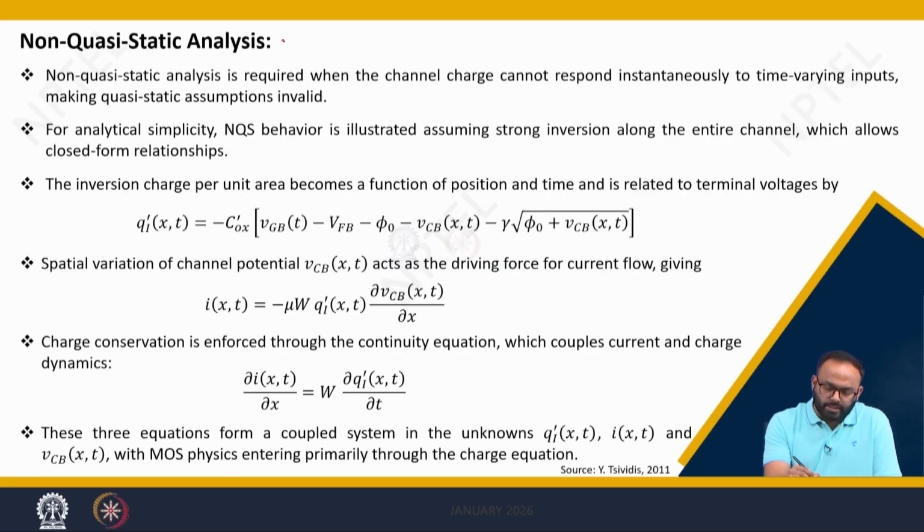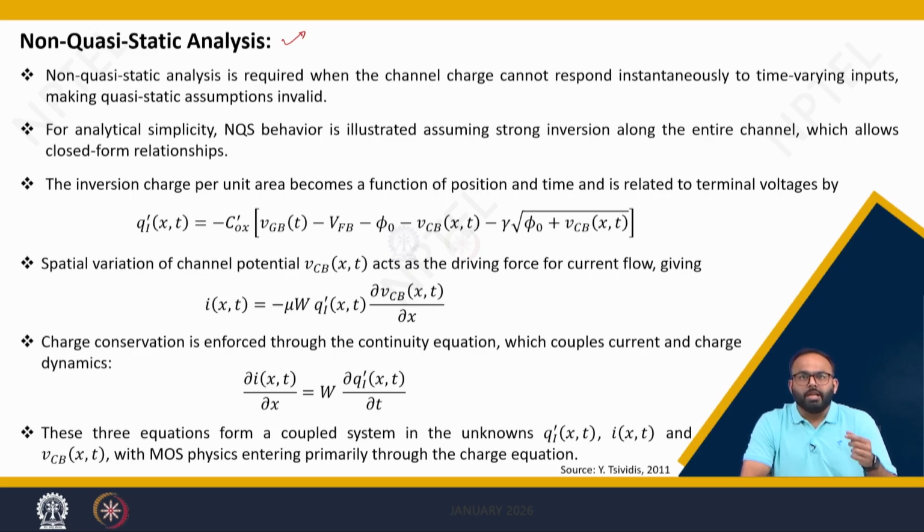So for the non-quasi-static analysis, we assume that the channel charge will not respond instantly if the time-varying input signal frequency is very, very high. For simplicity of the analytical model, NQS behavior is assumed such that we make small chunks of subsections of the complete device, and then in each section apply the quasi-static modeling approach. For the sake of an example, let us consider the strong inversion case.